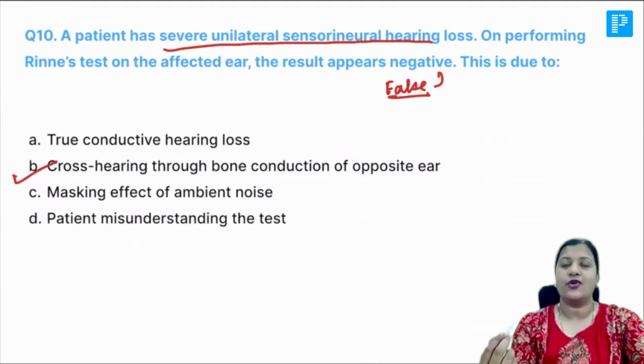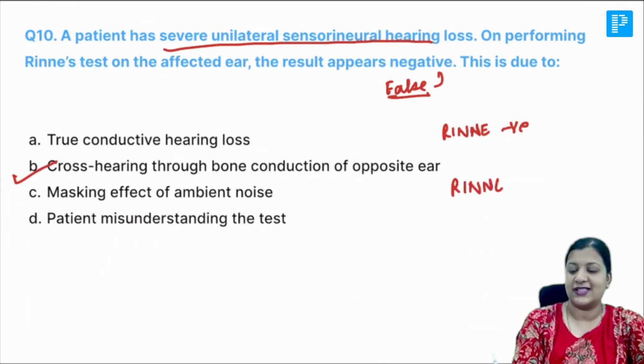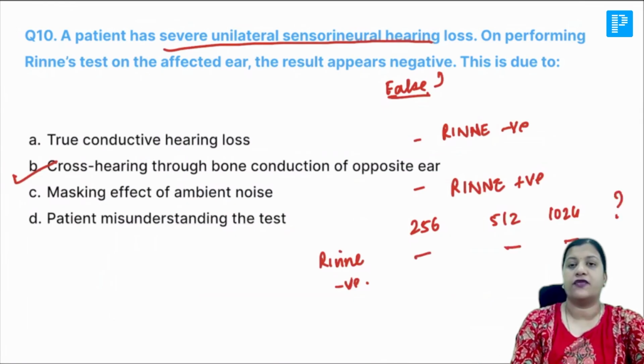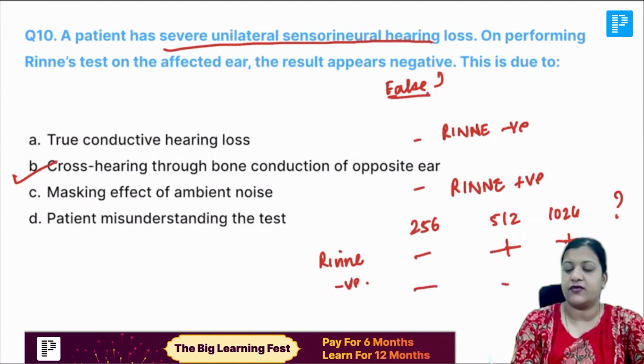So quickly, if we had to recall Rinne's test: Rinne negative is seen in which condition, and Rinne positive is seen in which condition? And then if Rinne is negative at 256, 512, 1024, what is the amount of hearing loss? Okay, let's do it this way. Rinne negative at 256 but positive at 512 and 1024.